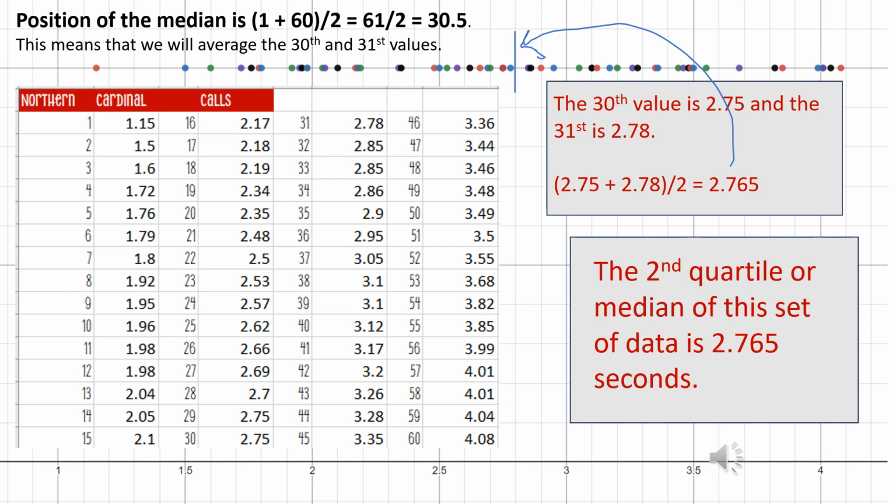For this set of data, the 30th value was 2.75 seconds and the 31st value was 2.78 seconds. The median is going to be exactly halfway in between those two values. So average the 30th and the 31st value: 2.75 gets added to 2.78, and we divide by 2 because we're averaging those two amounts of seconds, and we get 2.765 seconds. So the very middle of the data is 2.765 seconds.